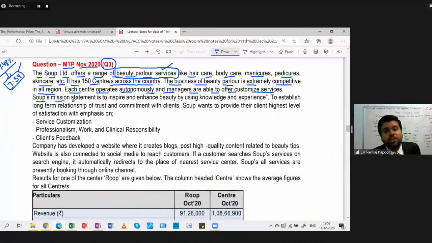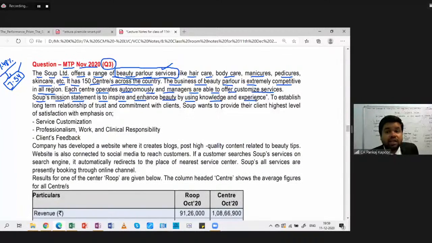Further, the SOUP mission statement is to inspire and enhance beauty by using knowledge and experience. It means they wish to use their intellectual skill, which is the knowledge and the experience of their beautician, to give the experience in the form of beauty to the customer.